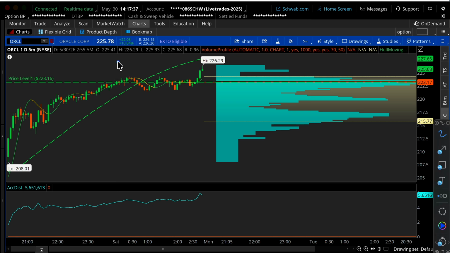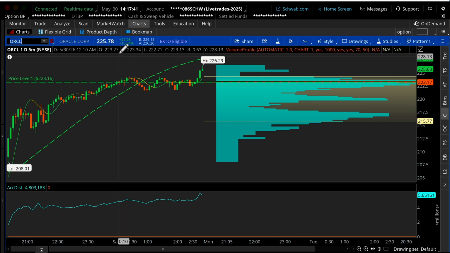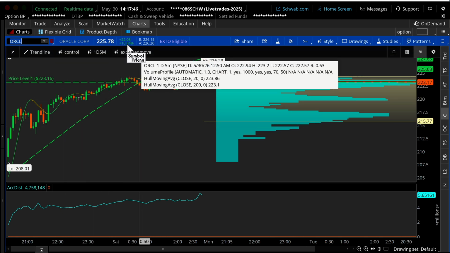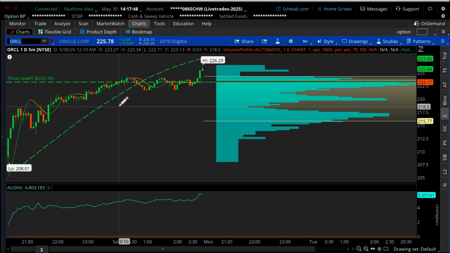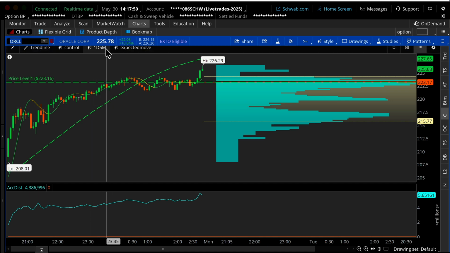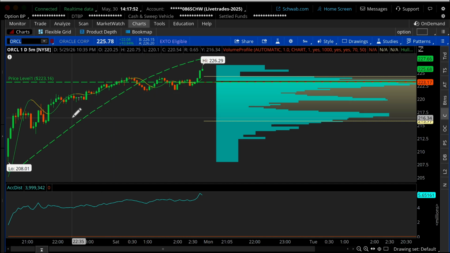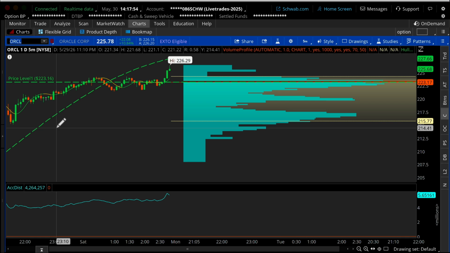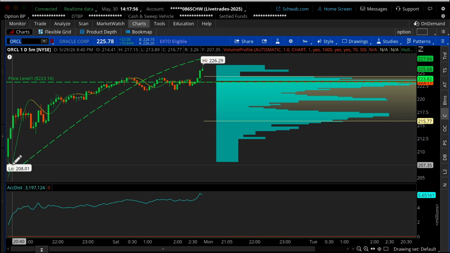Look at that monster move on Oracle. And yeah, I traded Oracle yesterday as well as Google. All right, there you go. Way more than 10%. It actually traded around 15%. Then it came right back down to 10%. And this is a monster move on Oracle. Huge. 208 to 226. Monster move, right?